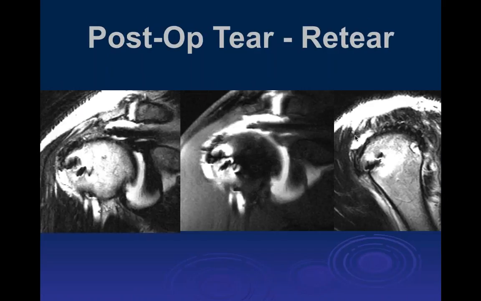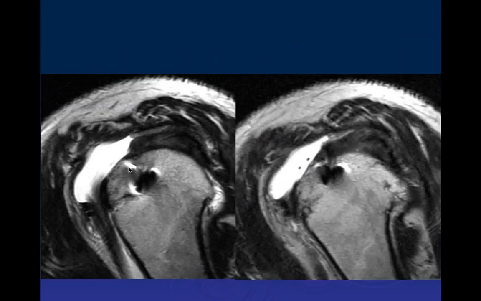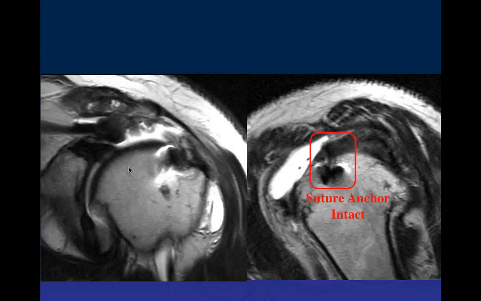Here's a case where we can actually see an obvious defect in the postoperative rotator cuff. And here's a suture anchor. There's the tendon. There's no tendon here. We can see the infraspinatus tendon back here. And so this is a retear after surgery in this particular case. And there's a defect.